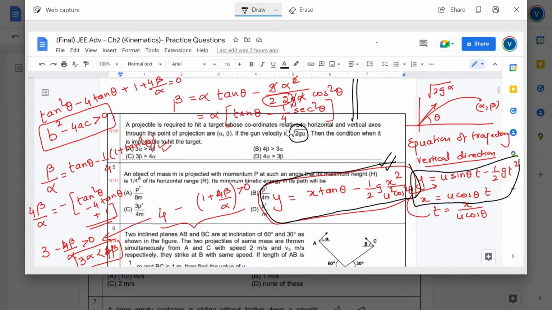And what is the condition for it to have non-real roots? The square root of b square minus 4ac. If b square minus 4ac is less than 0, then tan theta will not have real roots and it will be impossible to hit the target.